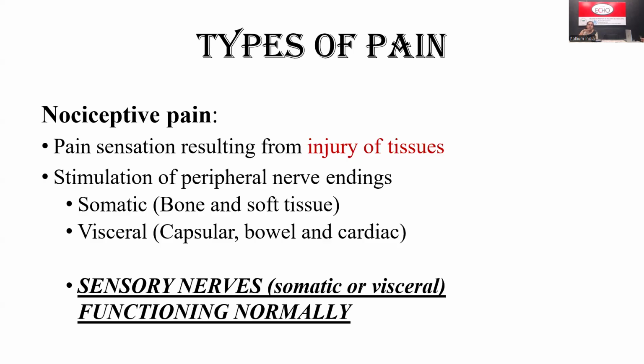Okay, the types of pain. Then only we can treat the patient. There are 2 types of pain, nociceptive and neuropathic pain. Nociceptive means injury of tissues. We know our whole body is made up of tissues. So somatic component means the pain which is perceived in the bones, soft tissue and muscles.